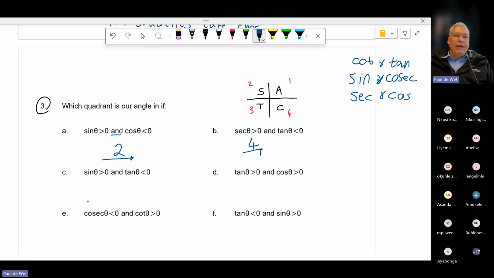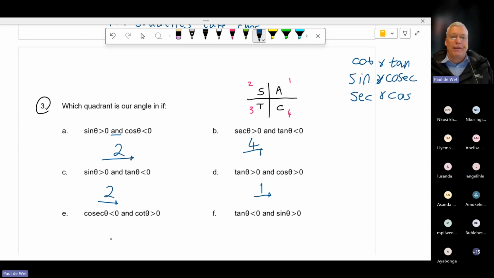What about if sine is positive and tan is negative? Well done. What about if tan is positive and cos is also positive? Quadrant 1. Okay. Cosec negative and cot negative? Quadrant 3.